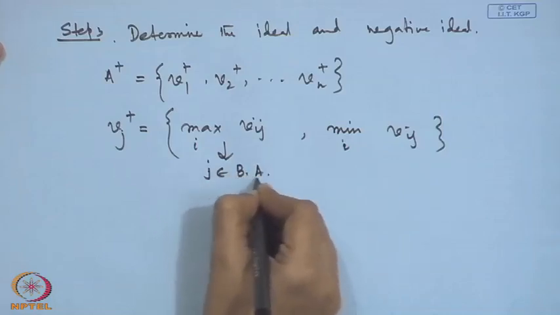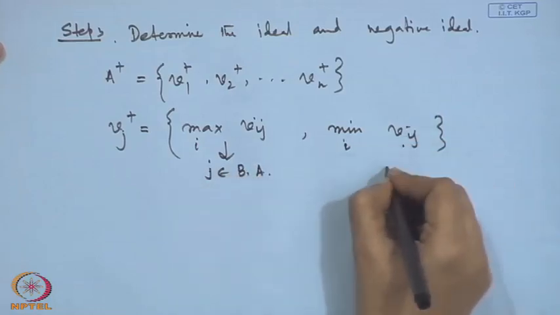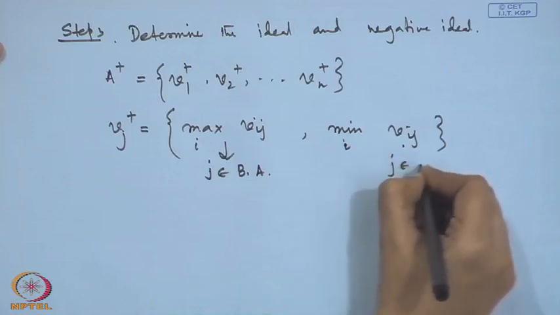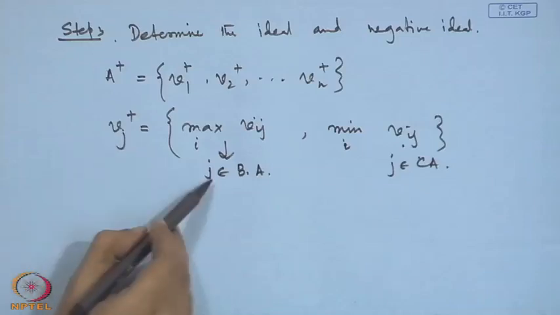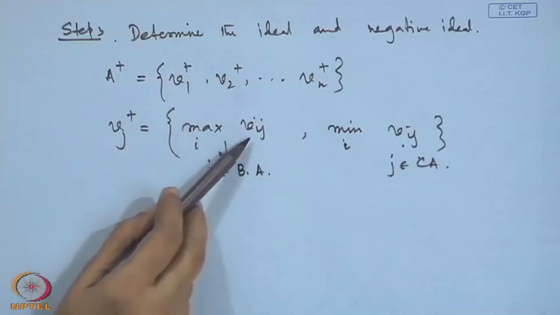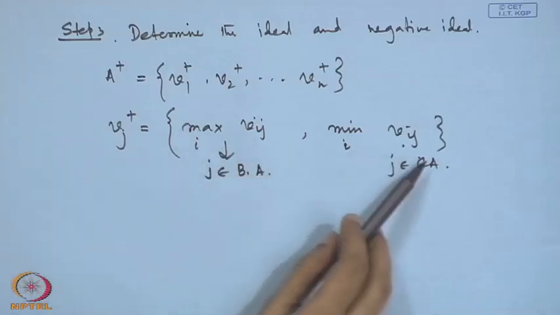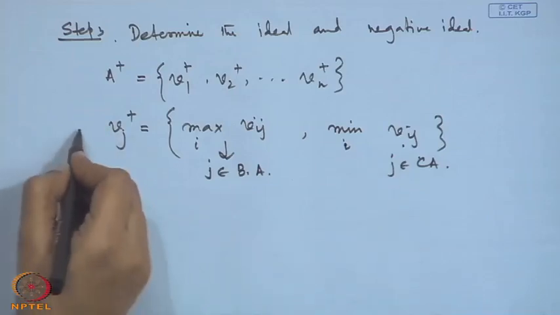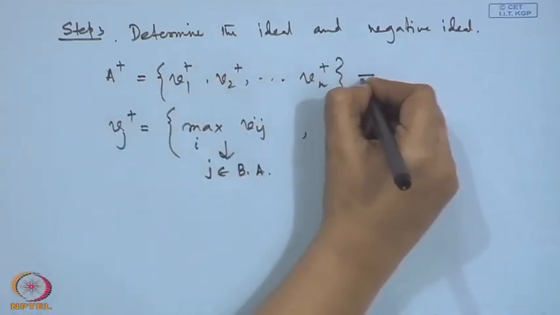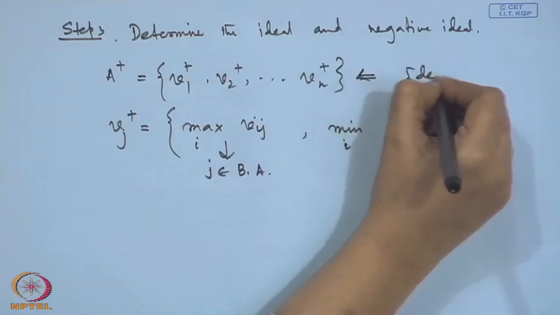B is the benefit attributes, and here we want to say that j is in the cost attributes list. Then we will consider the maximum values for all of them, and here we are considering the minimum values for all, where we are mostly satisfied. That is why, in other words, we can say this is the ideal solution.